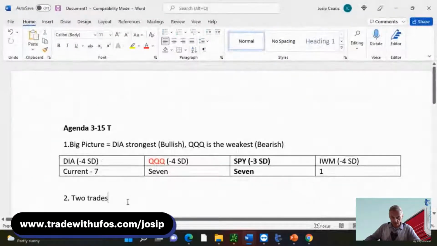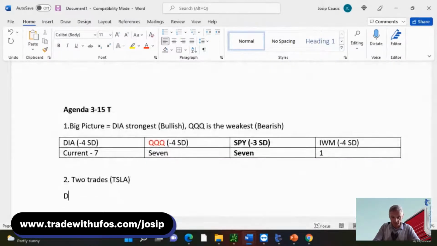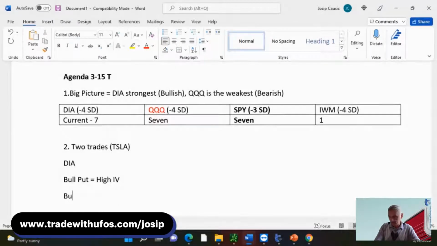Okay, two trades. I'm going to tell you, the second trade is going to be, believe it or not, on Tesla. But that's a second trade. Let's do the first thing first, right? So I want to do the diamond trade, and I want to give you a choice to pick between the bull put, which would mean I'm using the high implied volatility, or I can do the bull call, but that would be a different environment. That would be low implied volatility.